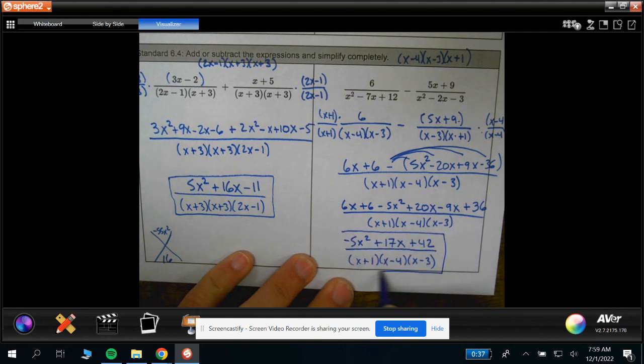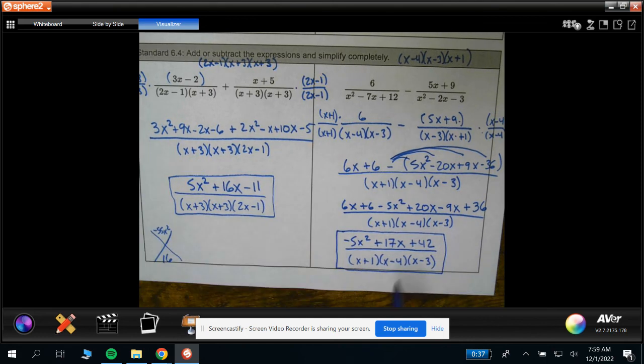And there we go. I would check to make sure if this is factorable. I'm telling you this is not. So in that case, check to make sure it's factorable. If it is factorable, factor it, cancel.